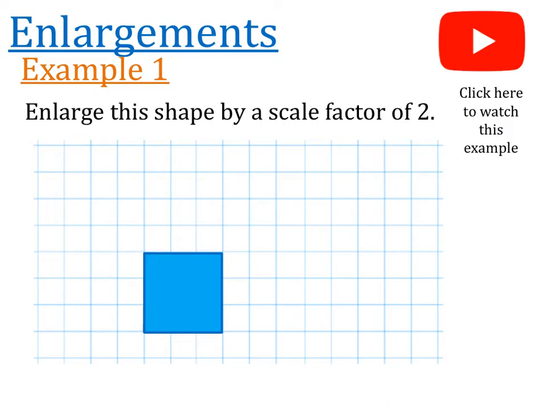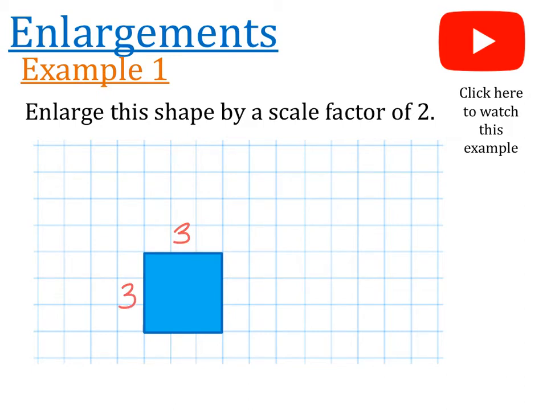All right, so hopefully you've marked your work with your green pen, and now we're going to start talking about enlargements. So enlargements mean generally making something bigger. So here's a nice little square. It is 3 squares across the top, 3 squares across here, and 3 squares across here.